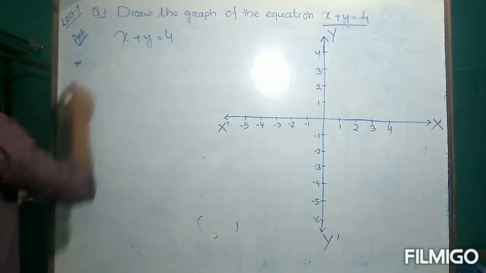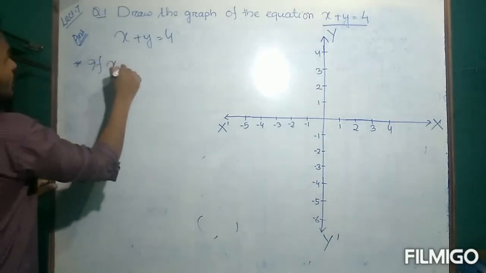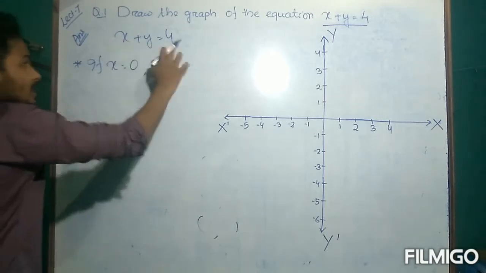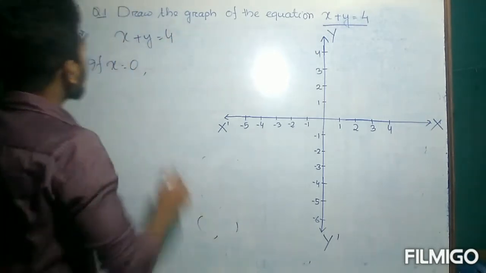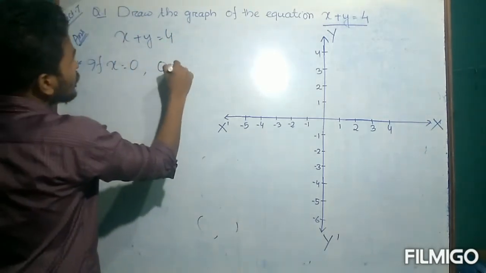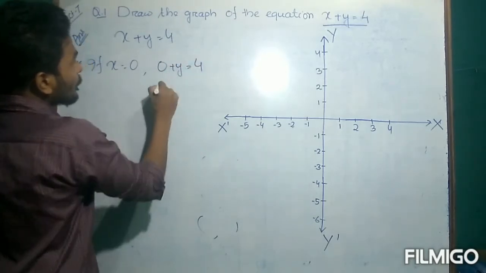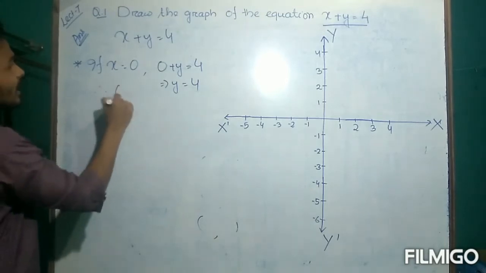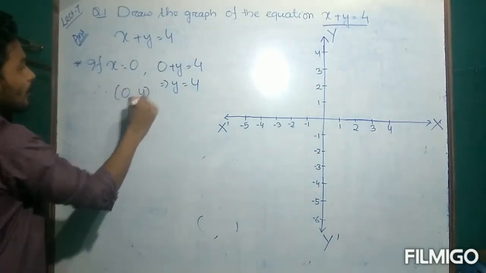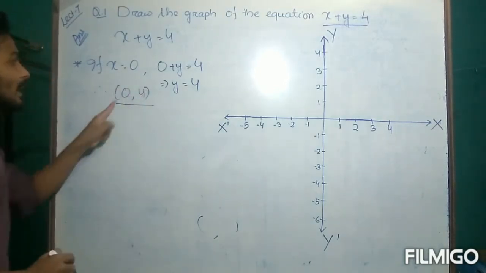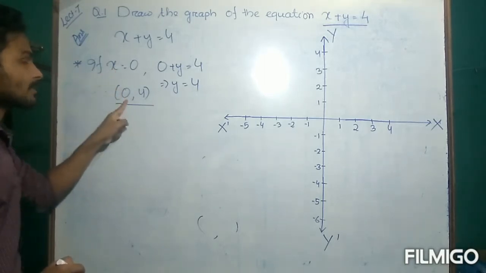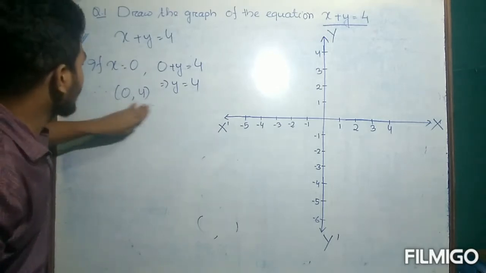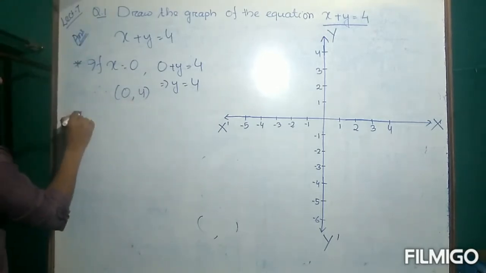Suppose I take x to be 0 and substitute it in this equation. Now the equation will be 0 plus y is equal to 4. Hence y is equal to 4. So our solution is (0, 4). Always write the x coordinate, or the value of x, first, then the y coordinate. Then find the second one.